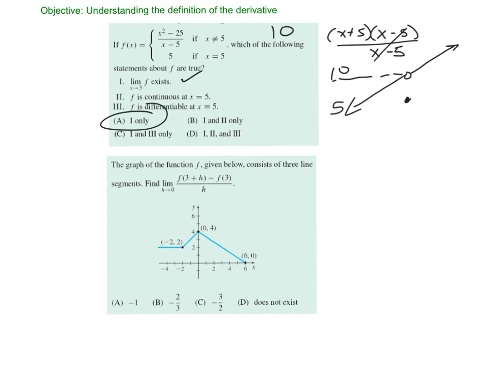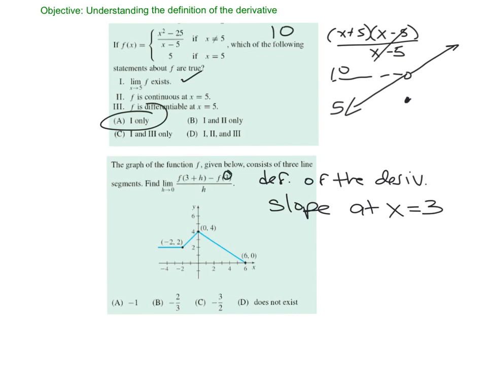Let's see. So now, what is this asking about? This is the definition of the derivative. So it's asking about the derivative, which is just slope. Slope at x equals what? They're asking me about 3. So all this is saying is what's the slope at 3? So if I go to 3, I have a line segment. What's the slope of that line? So let's see, it goes up 4 over 6. So negative 4 over 6, because it's going down. Negative 2/3 is the answer.